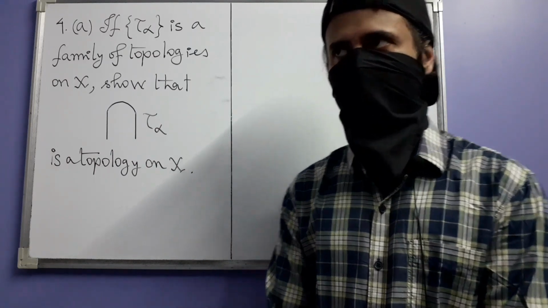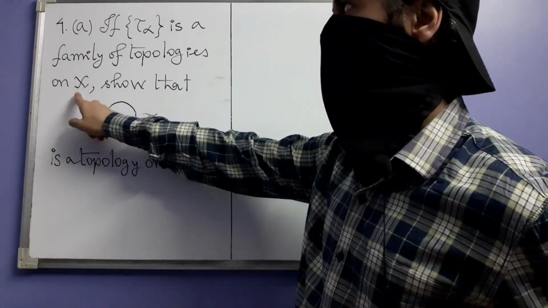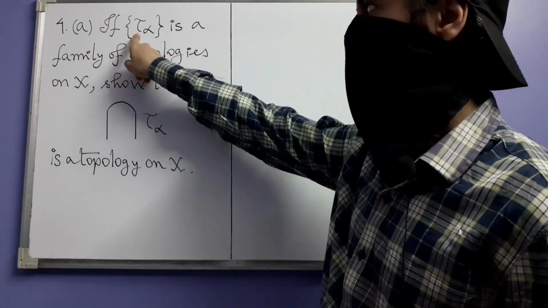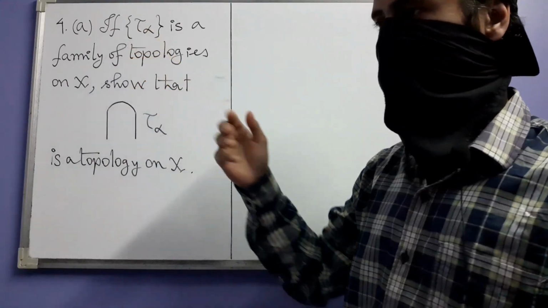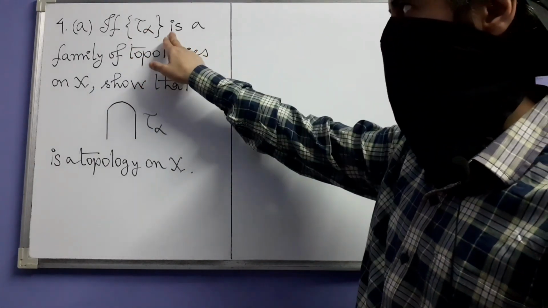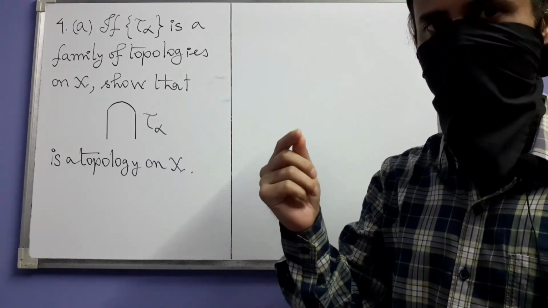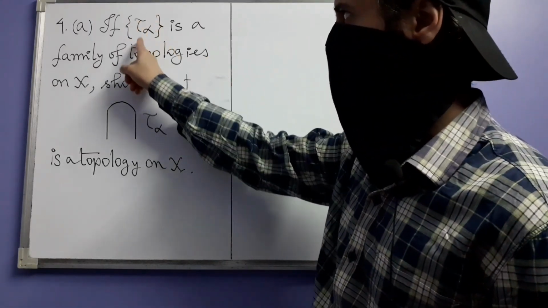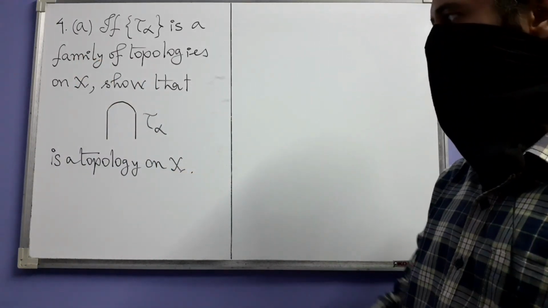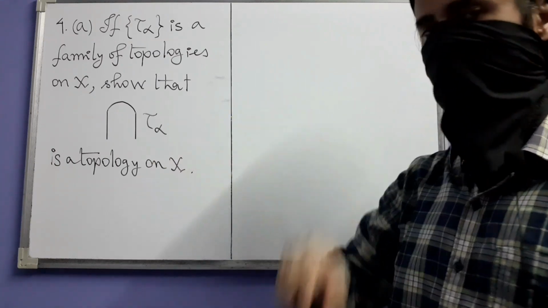Exercise 4 part A. Here you have a set X, and on X you have a family of topologies tau alpha, indexed by some set which is there in the background but not shown explicitly. For each label alpha in that index set you have a topology tau alpha on X. We then have to show that the intersection of all the topologies is itself also a topology on X.